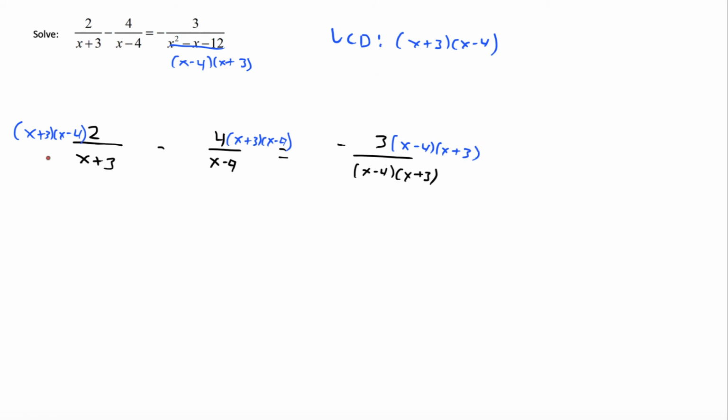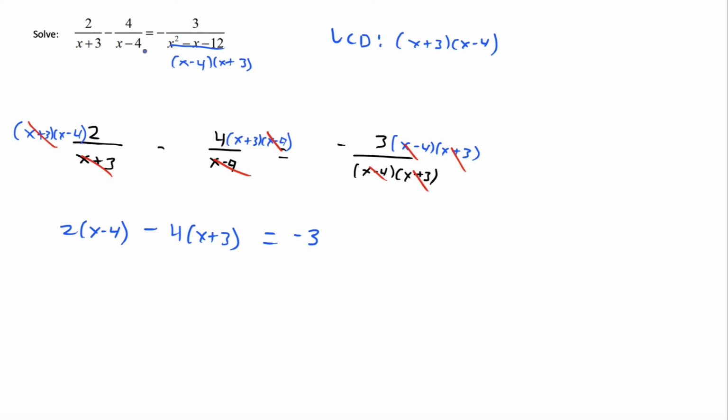Now notice what happens in the first fraction. x plus 3 cancels out. What are we left with here? We're left with 2 times x minus 4. On the second term, the x minus 4 cancels out, so what are we left with? We're left with minus, don't forget about your sign, 4 times x plus 3. And what happens on the other side? Well, x minus 4 cancels out, and the x plus 3 also. We are left with the negative 3.